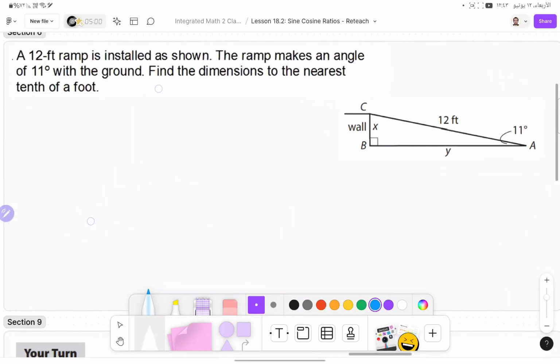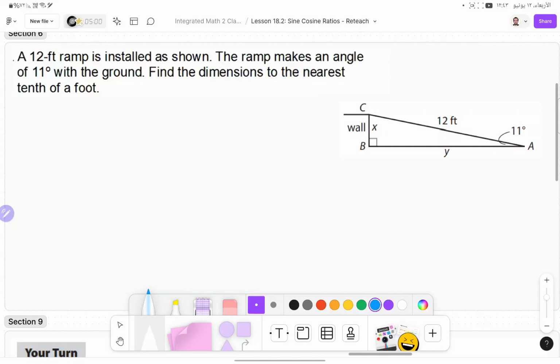Let's read the question. A 12 feet ramp is installed as shown. The ramp makes an angle of 11 degrees, so the angle here is given, and because the angle is given, for sure he will ask for the side. So this angle is equal to 11. Now find the dimensions to the nearest tenth of a foot. He is asking to find x, and he is asking to find y.